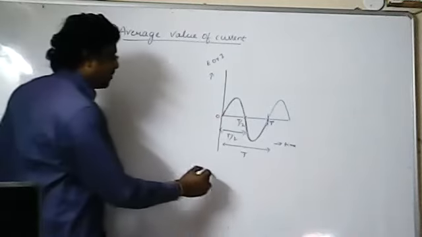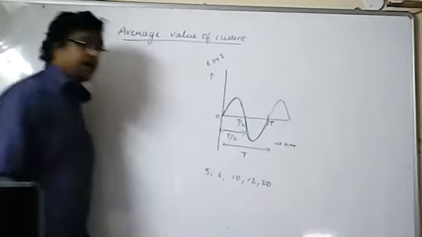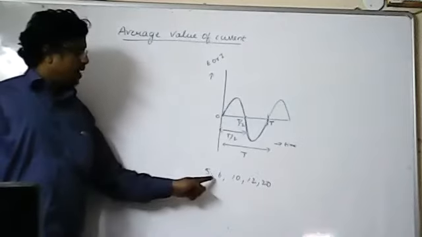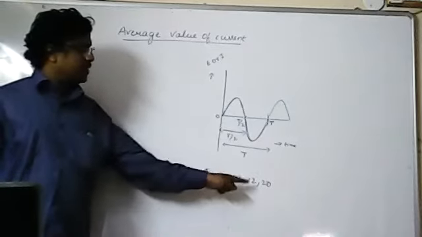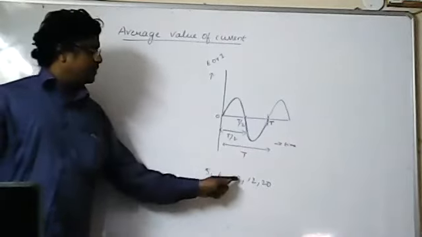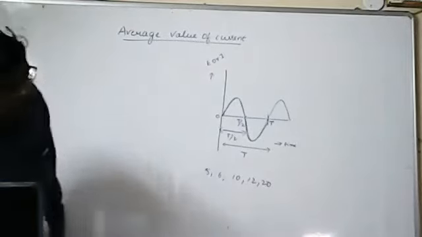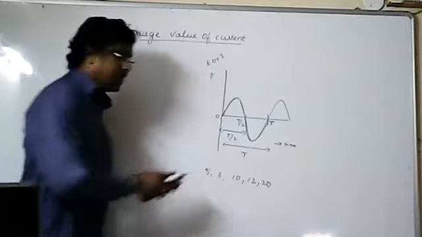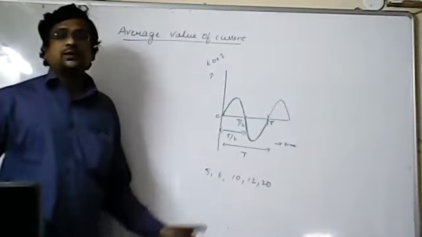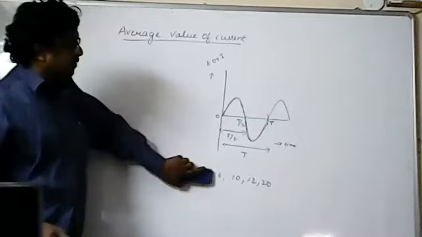For example, if I give some numbers 5, 6, 10, 12, 20 and ask you to find the average or mean, what will you do? You will add all the numbers, 5 plus 6 plus 10 plus 12 plus 20, divided by the number of observations, 1, 2, 3, 4, 5, so divided by 5. In that way you get the mean. That formula can be used when the values are discrete, not continuous, then you can easily apply that statistical formula.